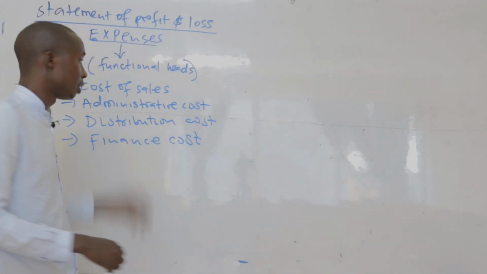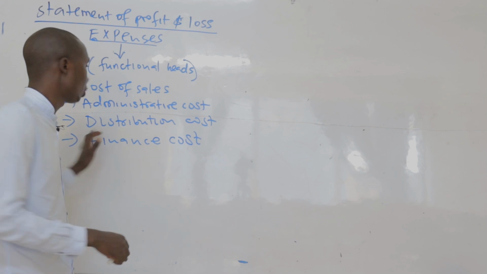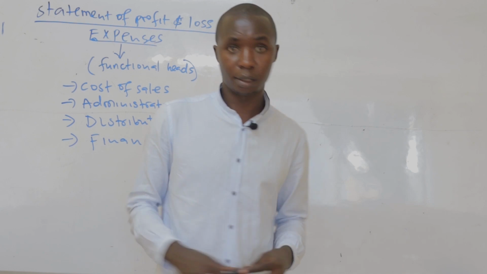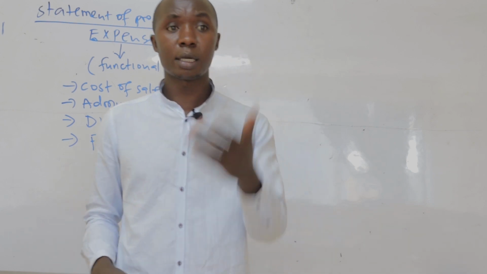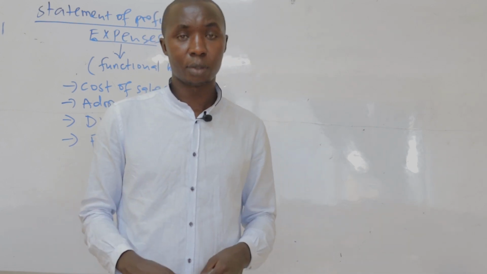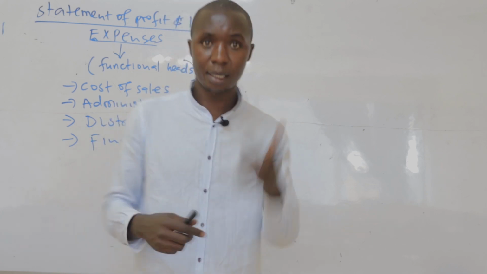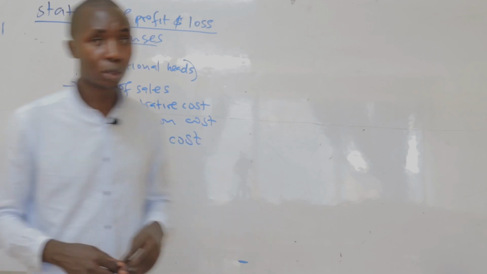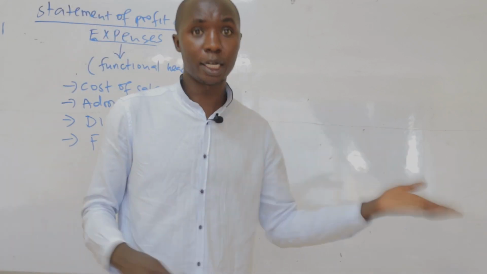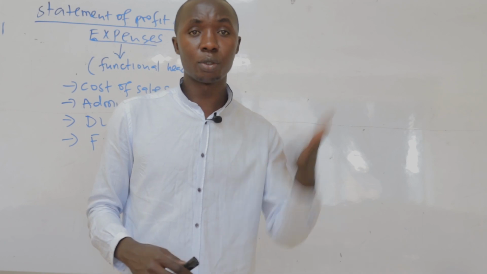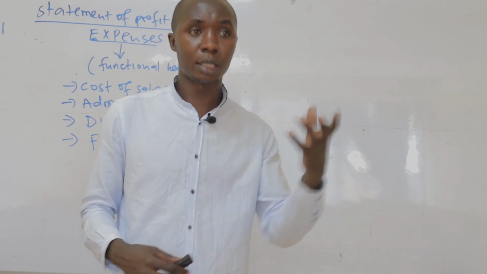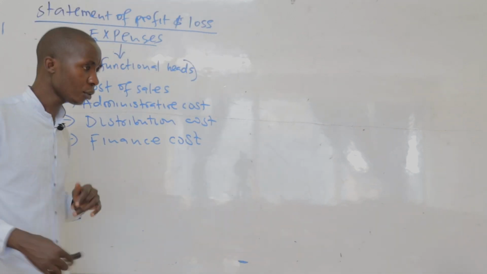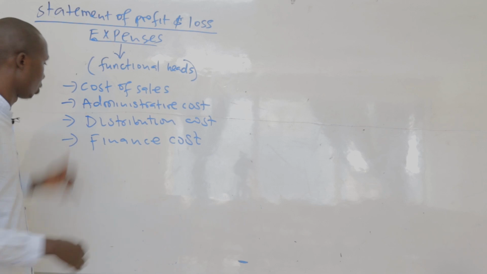Then we have distribution cost. Which are some of the expenses you can take to distribution cost? Expenses like advertising, expenses like carriage outwards, the ones which facilitate your sales. Those are the expenses you take to the distribution cost. If you are paying commissions to your agents, obviously you have to take that commission to the distribution cost.